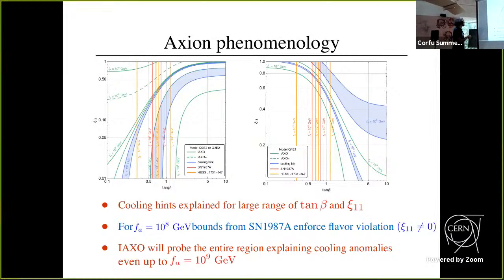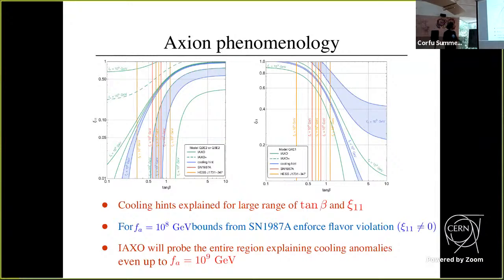Okay, so between the blue curves, it should be filled with blue. But somehow it doesn't show up. But yes, it should be here. So the part of parameters with that explained cooling region is this one between the blue curves. For 10 to 9, for 10 to 8, it's here.